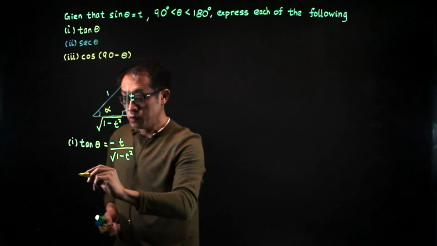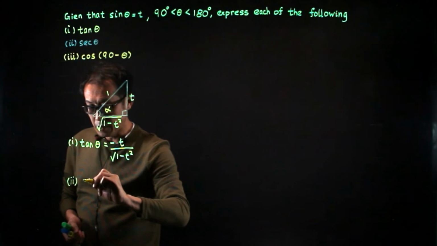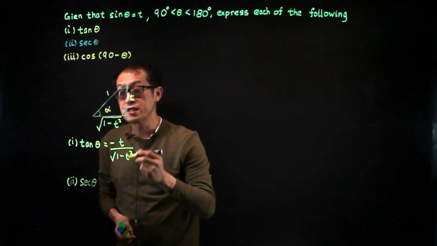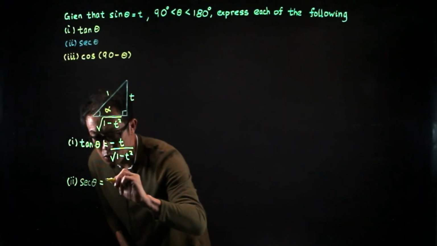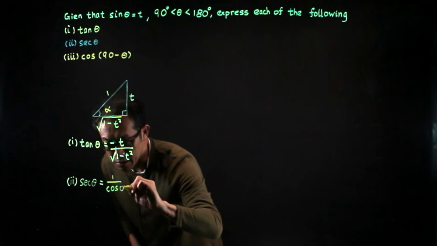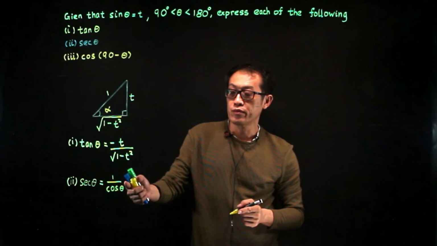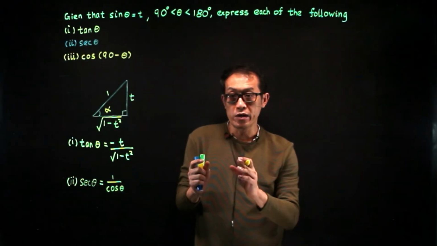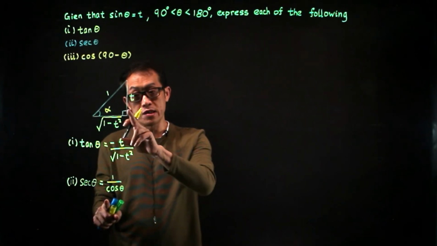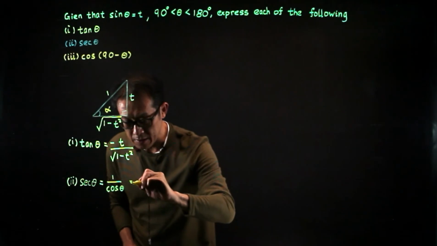Now, part 2. Secant theta. What is secant theta? Secant theta is actually equal to 1 over cos theta. Now, cos theta will have the same numerical value, I'm not talking about the sign, as cos alpha. Now, what is cos alpha?